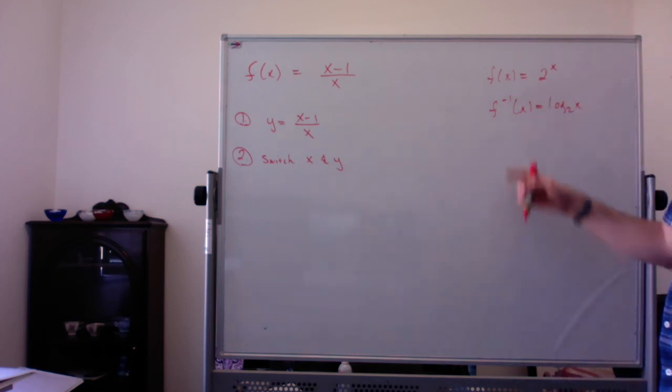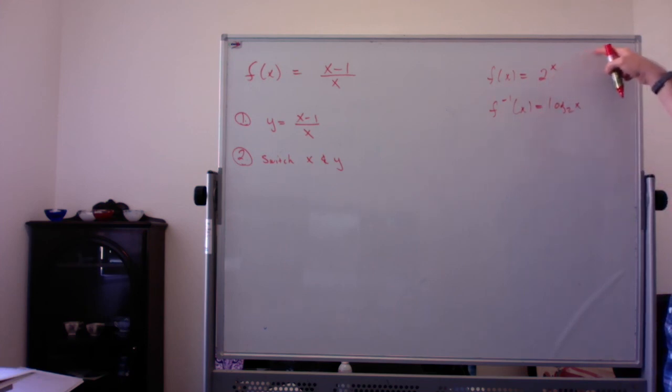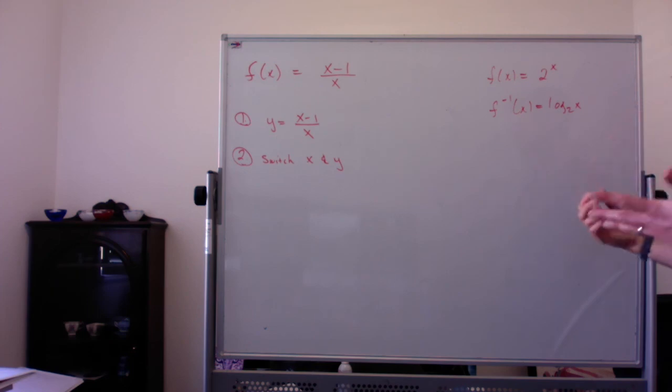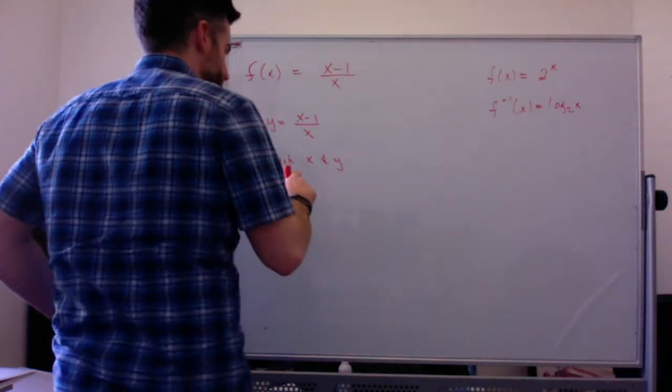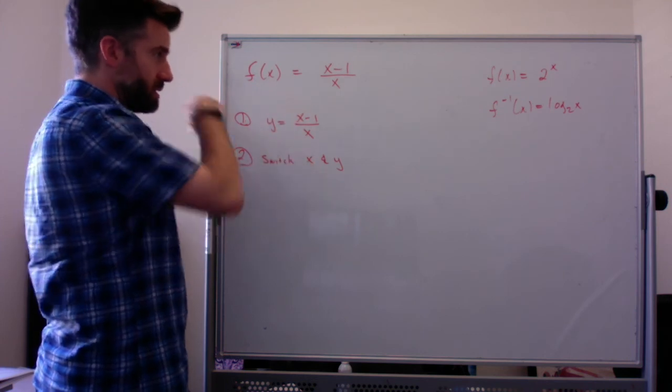Right here, the input can be 3 and the output is 8. Here the input is 8 and the output is 3, because 2 to the third is 8, and log base 2 of 8 is 3. These functions are exactly designed to be inverses because they're designed to undo each other. So, same idea here. We're going to find the thing that undoes what this does.